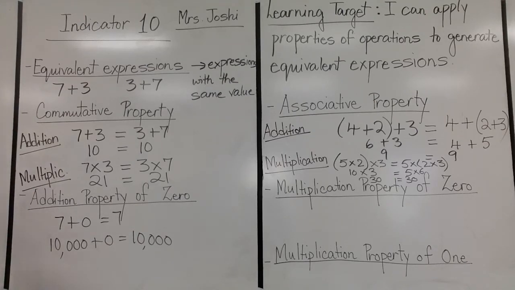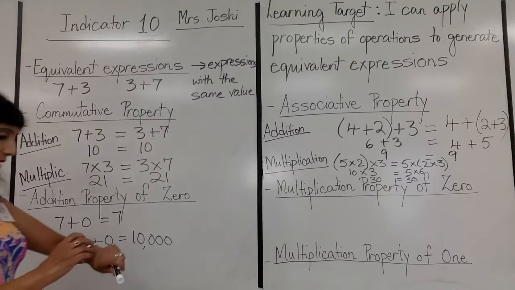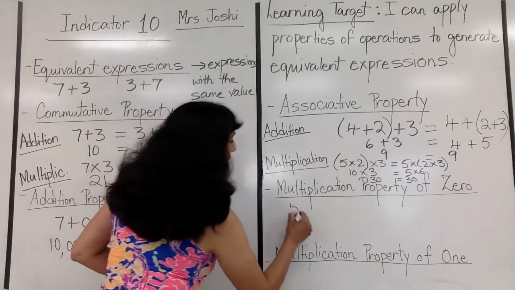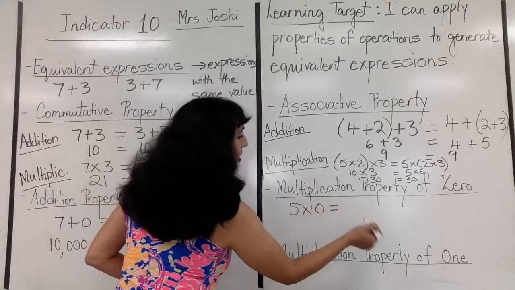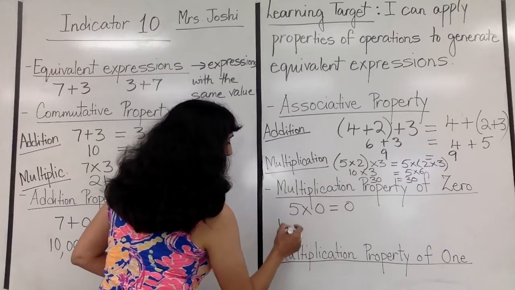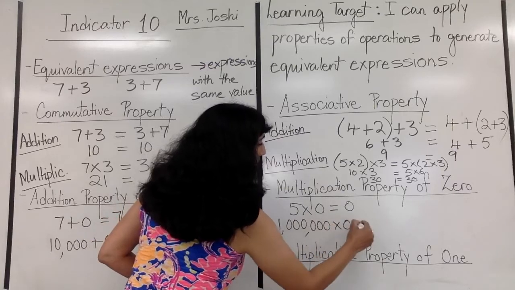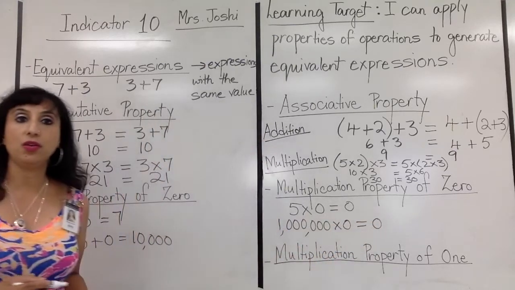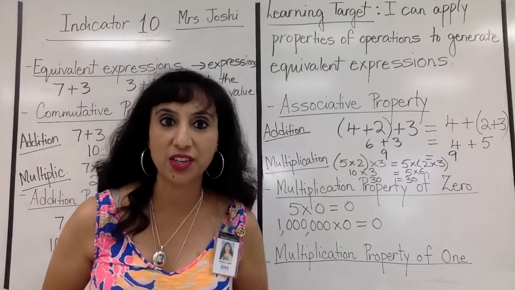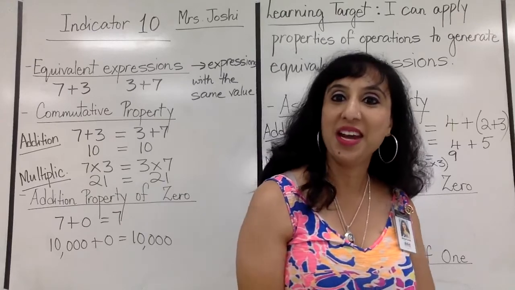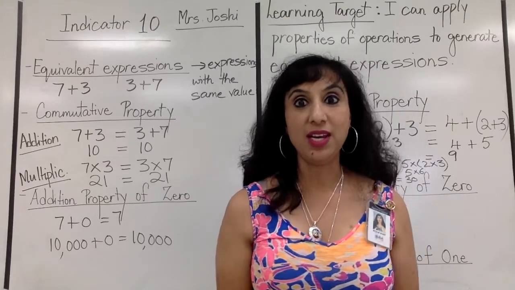Then let's talk about the multiplication property of 0. The product of any number and 0 is going to be 0. So if I say 5 times 0, anything times 0 is 0. Let's say 1 million times 0, it doesn't matter. You can come tell me, Ms. Joshi, I have $1 million times 0. That means you have nothing. So any number times 0 gives me 0.